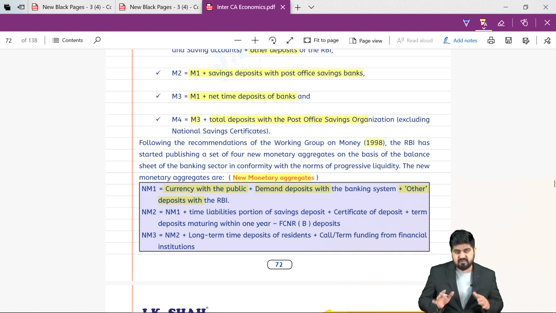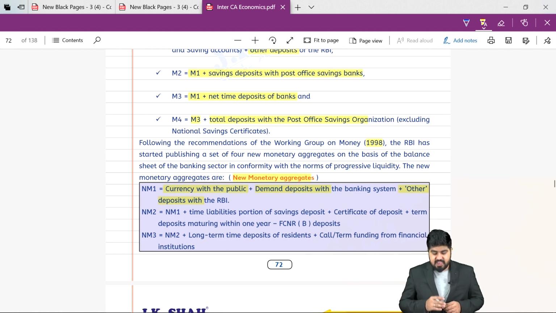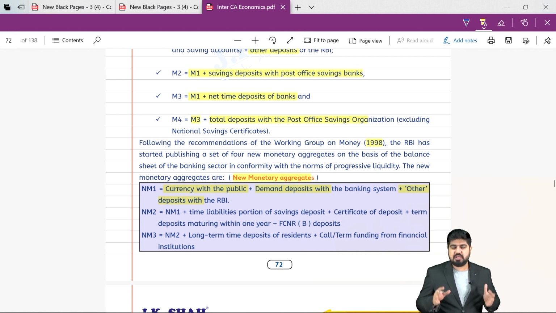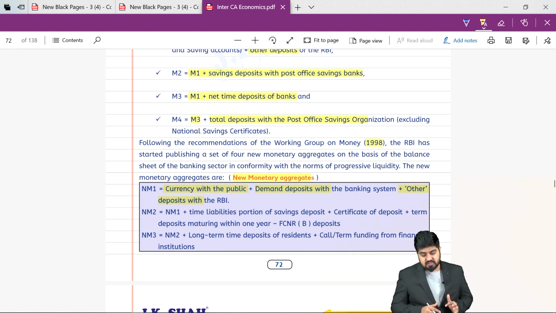So M1 and NM1 were kept constant, they have not changed it. NM2, students, generally we have NM2 as the new classification, but we have included the old classification also, just in case you are given additional knowledge, you need to know about it, right? What is the new classification?